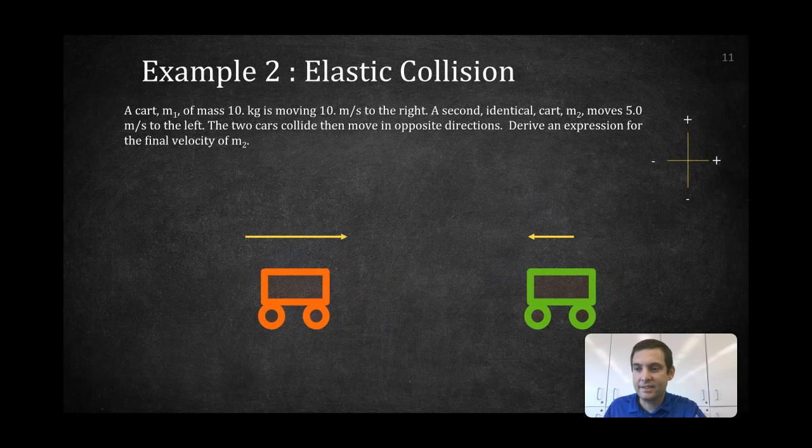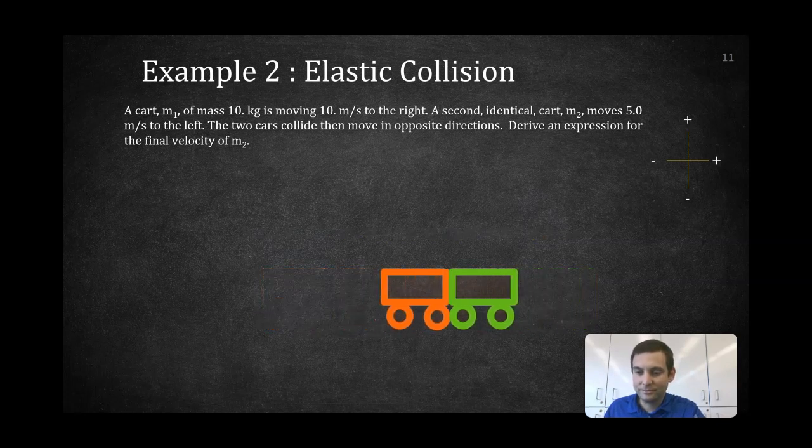For an elastic collision, cart M1 of mass 10 kilograms is moving to the right at 10 meters per second. A second identical cart, M2, is moving 5 meters per second to the left. The two carts collide, then move in opposite directions. Derive an expression for the final velocity of M2. Pause the video, try it for yourself.